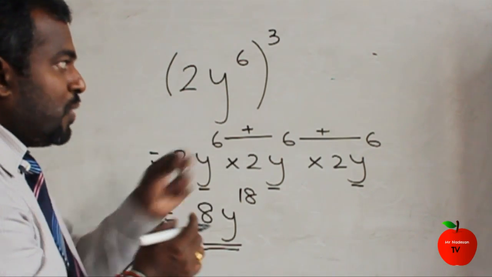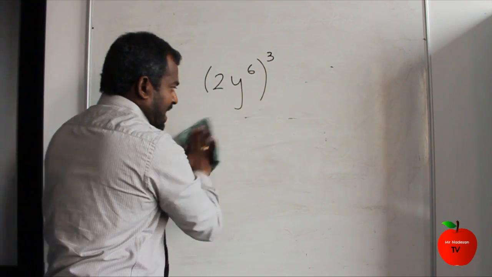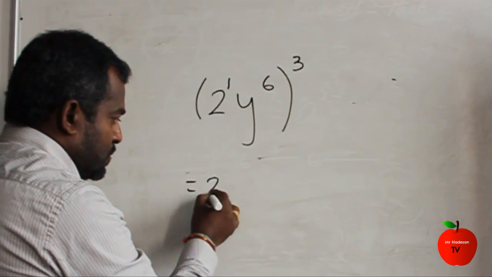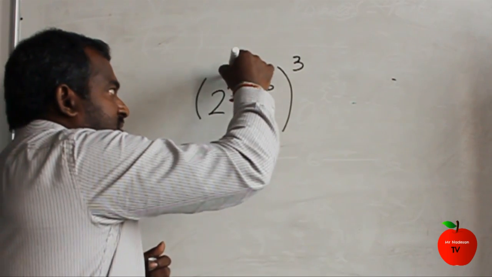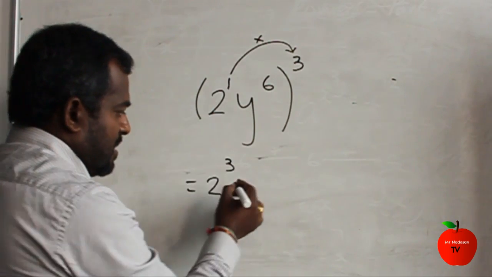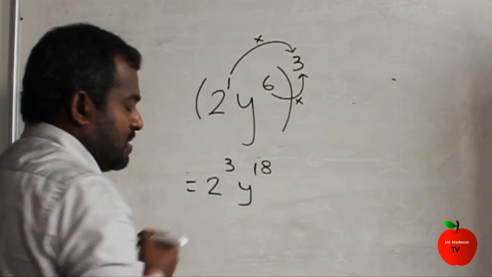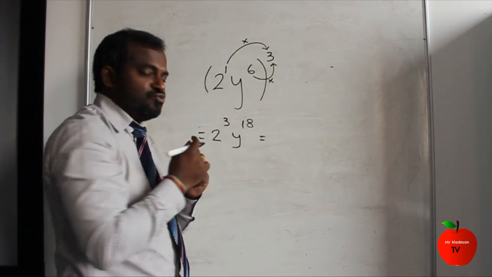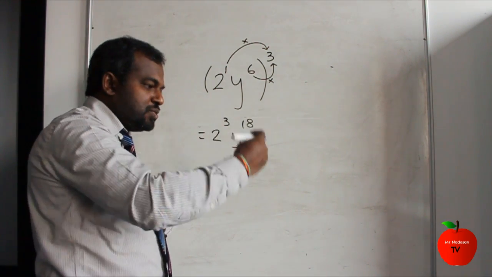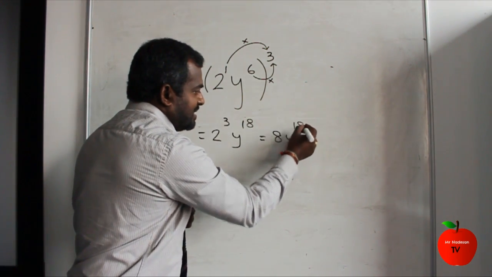And then we'll see the quick method. How can we do the quick method? The quick method you can do like this. 2 means 2 to the power 1. When you open the bracket, you multiply the powers. So 1 times 3 comes to 3. Then y: 6 times 3 comes to 18. Now, 2 to the power 3 means the number 2 multiplied 3 times: 2 times 2 is 4, 4 times 2 is 8. Then y to the power 18.